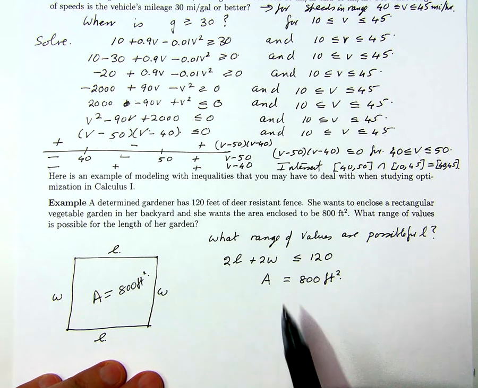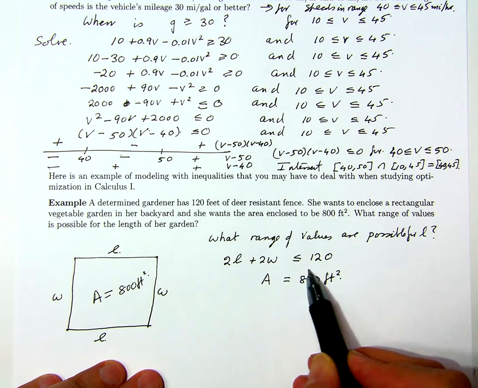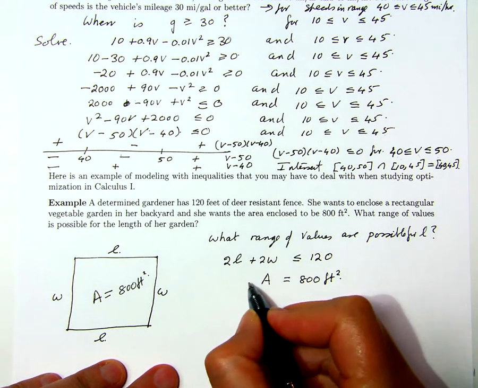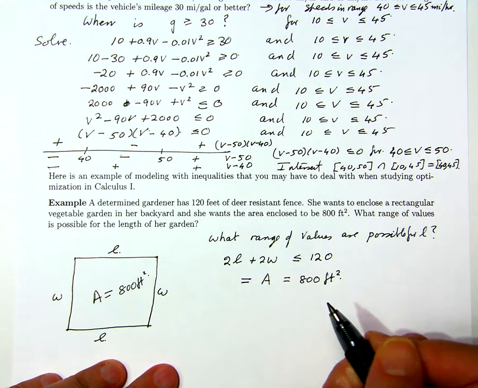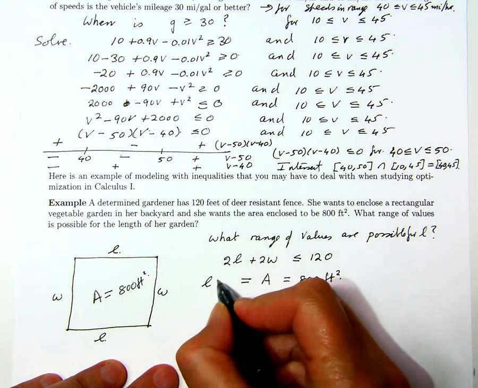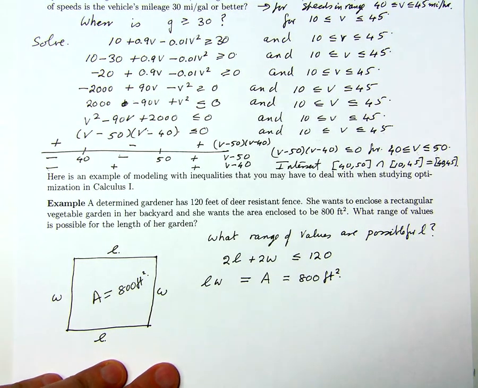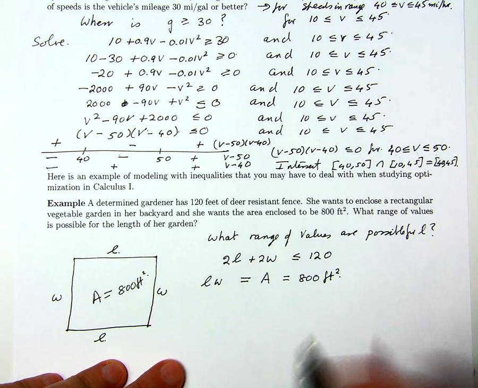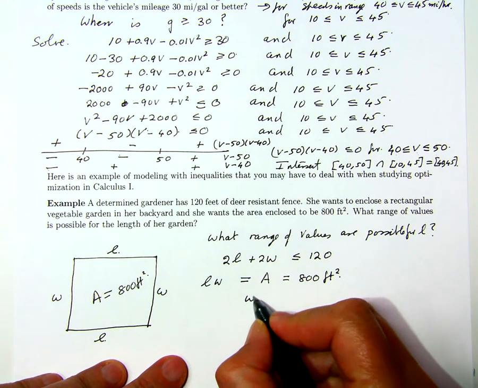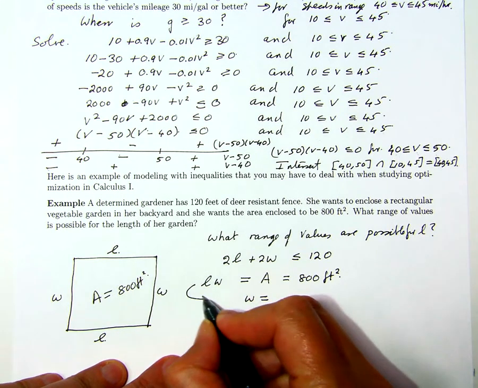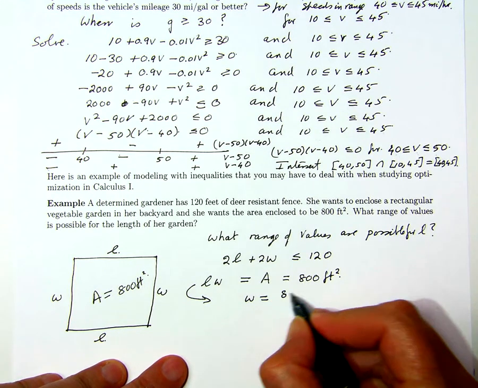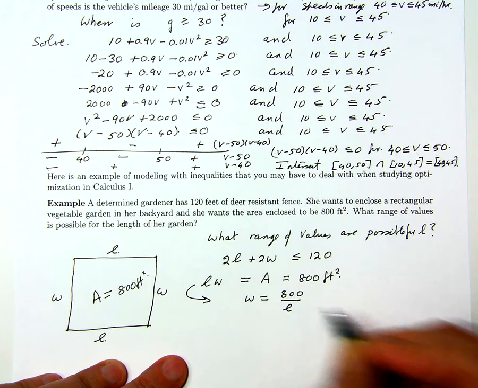And now notice that this constraint gives us a relationship between L and W, because the area is going to be the length times the width. And that means that L times W must be 800. And that means I can write W in terms of L. So W is 800 divided by L.